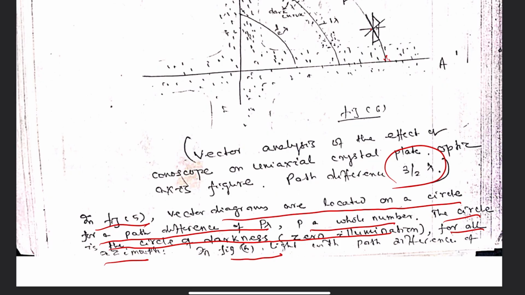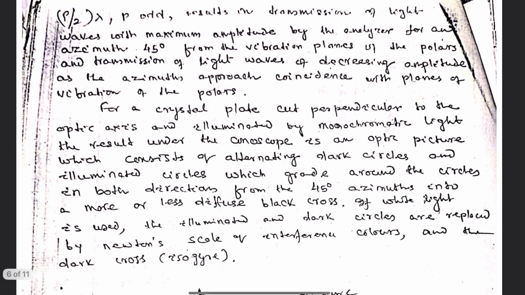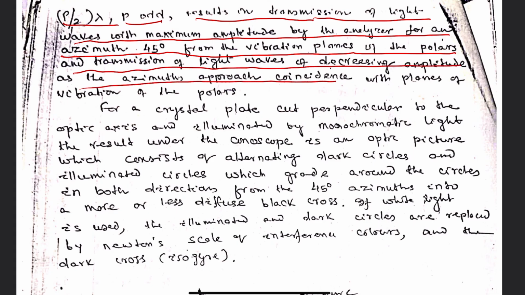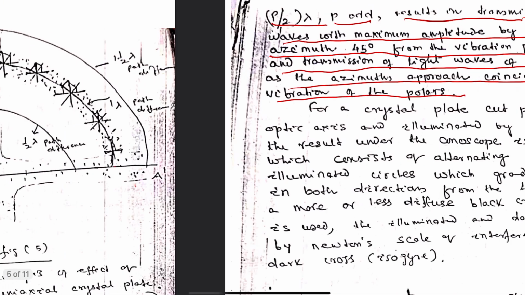In figure 6, the light with path reference of p/2 lambda, p an odd whole number, results in the transmission of light waves with the maximum amplitude by the analyzer for an azimuth of 45 degrees from the vibration planes of the polars, and the transmission of light waves of decreasing amplitude as the azimuth approaches and coincides with the planes of vibration of the polars.